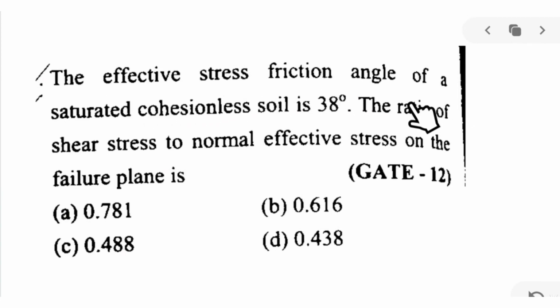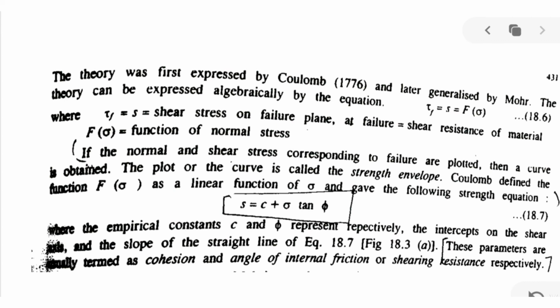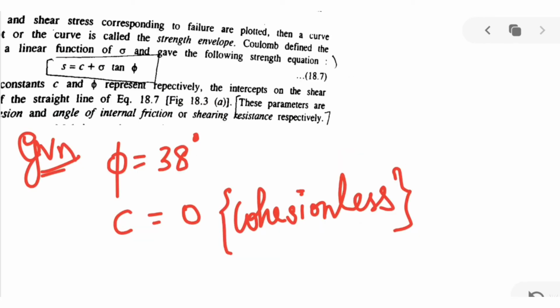Next question is from GATE 2012. The effective stress friction angle of a saturated cohesionless soil is 38 degrees. The ratio of shear stress to normal effective stress on the failure plane is. To answer this question, we must know what Coulomb defined for shear strength. According to Coulomb, shear strength S equals C plus sigma tan phi. It is also represented as tau F. In our question they have stated that it is cohesionless soil, that means cohesion C is 0. Phi is given as 38 degrees.